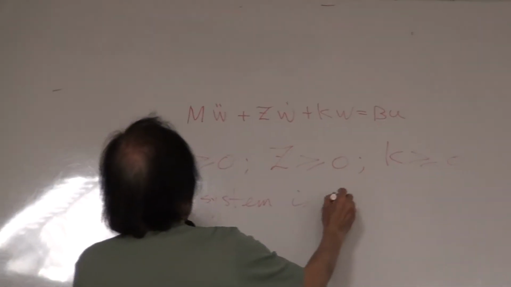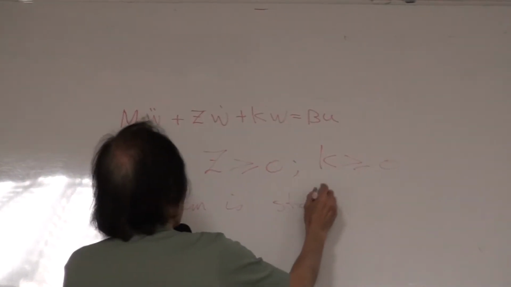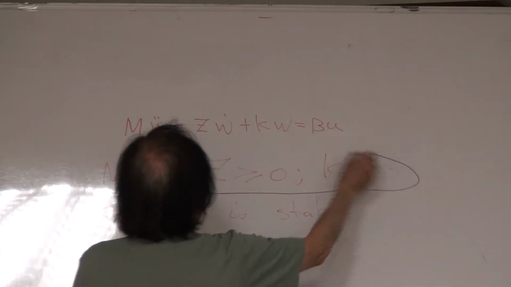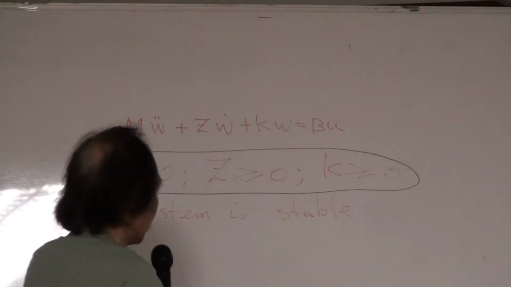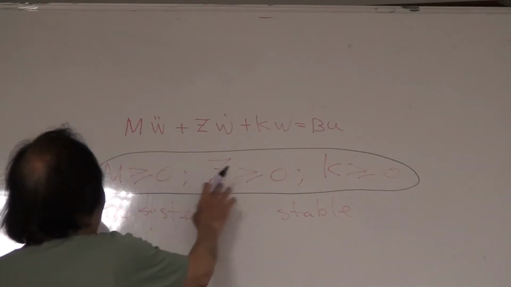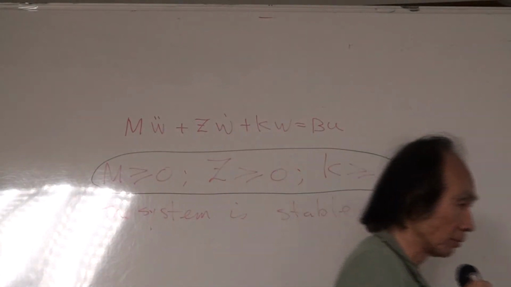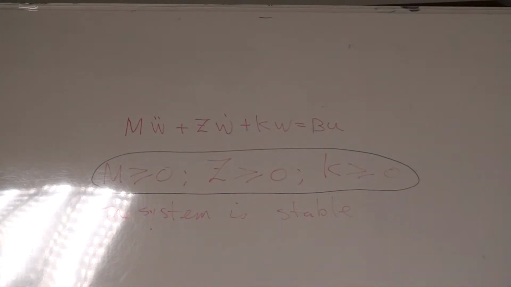The system is stable. It's not only stable, it's asymptotically stable. So as long as this is satisfied, it doesn't matter what kind of M, Z, K, as long as they are positive definite, then that system is stable. So if I can design a controller like that, the K for example, then they are all stable.